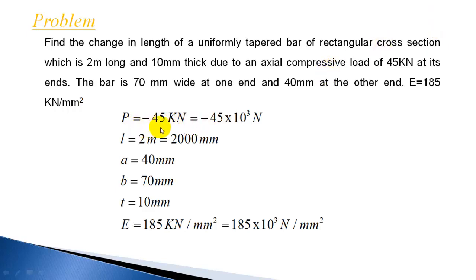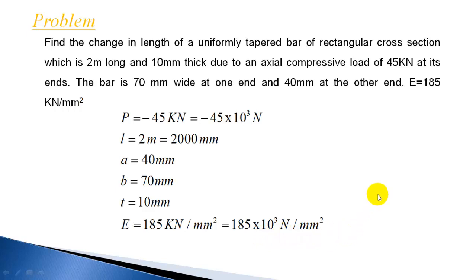Now the load is 45 kN compressive, so I have kept a minus sign: minus 45 into 10 raised to 3 Newton, kilonewton to Newton. Length is 2 meter or 2000 mm, and width at one end, denoted by A, is 40 mm, at the other end it is 70 mm. Thickness T is 10 mm and Young's modulus is 185 kN per mm square. Kilo conversion is 10 raised to 3, so directly you get 185 into 10 raised to 3 Newton per mm square.